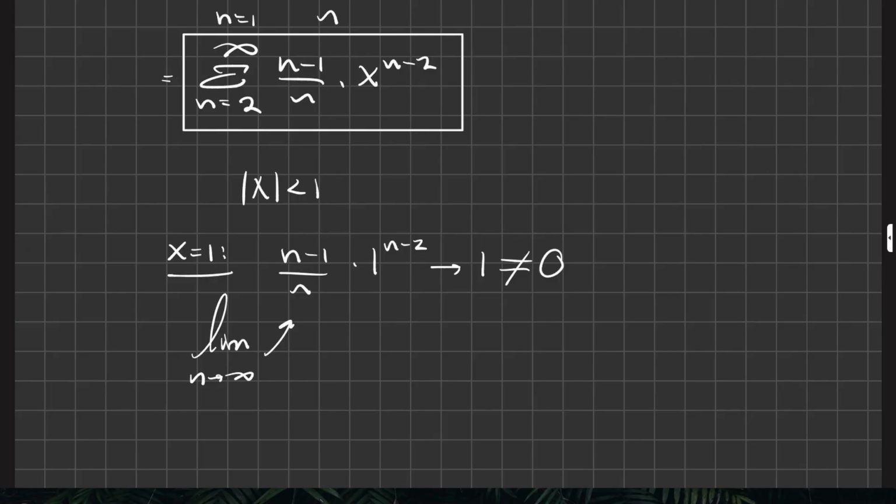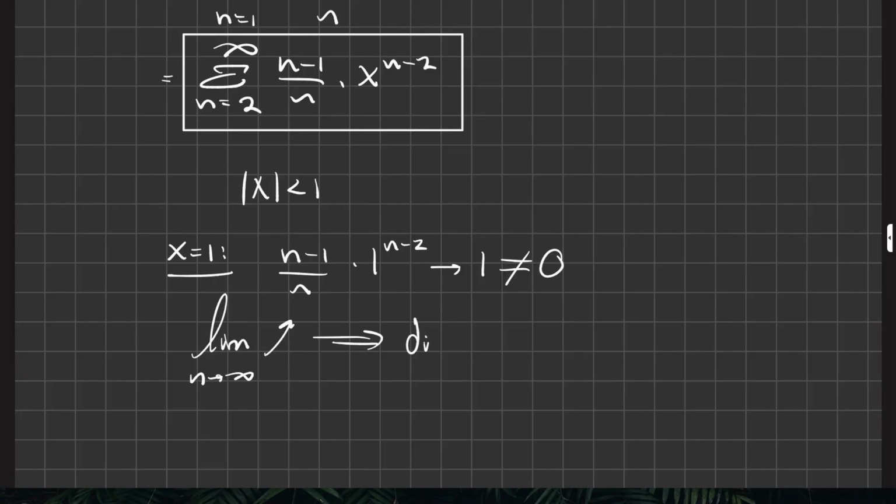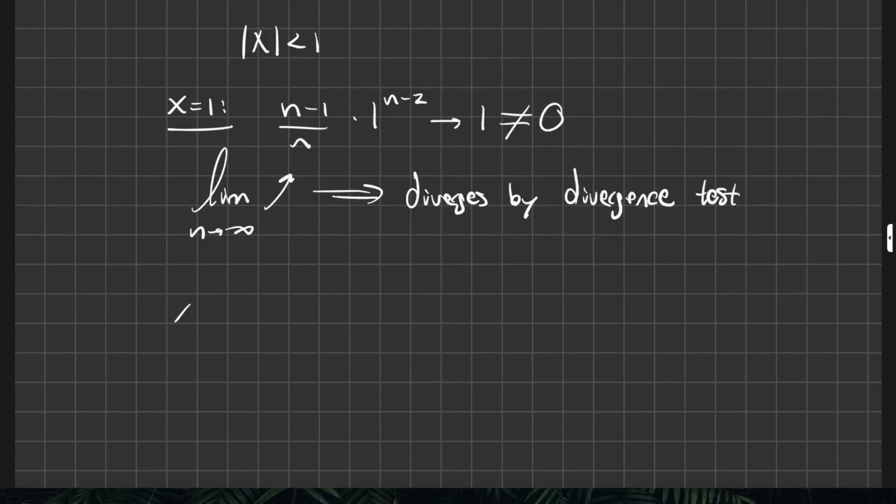So this goes to 1, which is not equal to 0. So it diverges by, again, we can just call this the divergence test. So we failed at this endpoint. Now let's look at x equals minus 1.